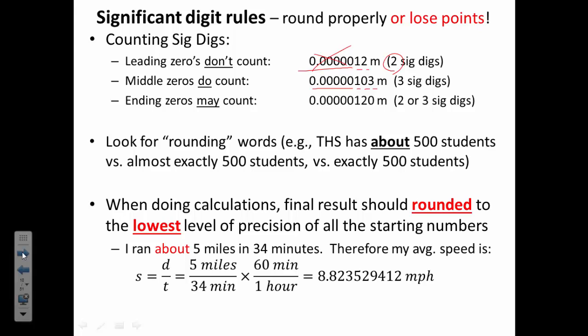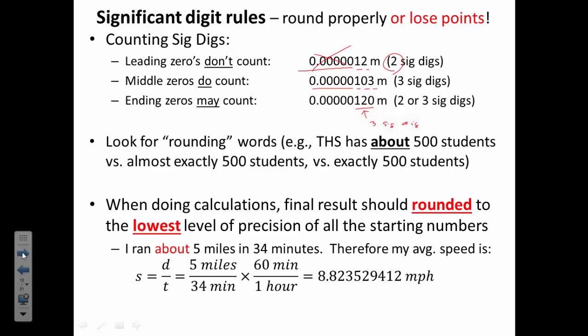Ending zeros may count, and sometimes you have to read into the problem to see where this ending zero came from. But if somebody gives me a 0 at the end, I'm going to assume they gave it to me because they actually measured it. So I would argue that if they don't tell you anything else about the problem, then I would probably end up including that as 3 significant digits. All right. But I don't know that I would penalize you on a test for treating it as 2 digits.